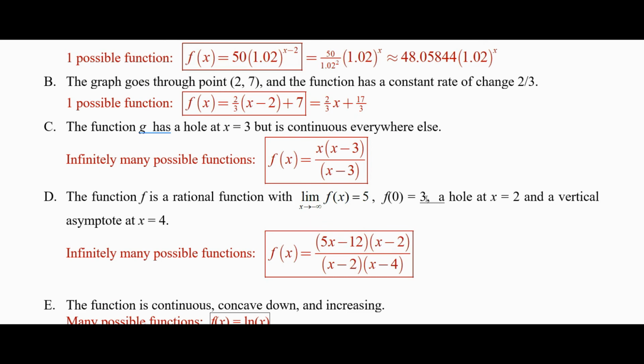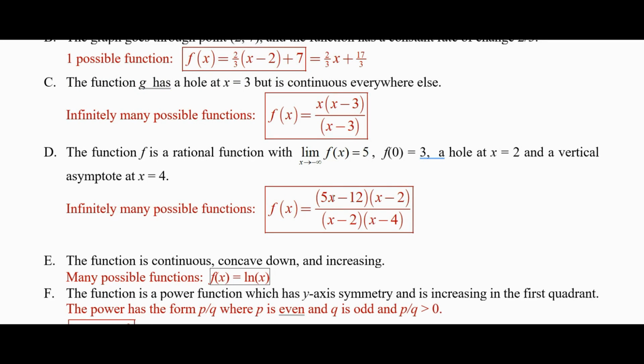And then if we plug in 0, we need to get 3. So whatever this number is over negative 4 needs to be 3, so that needs to make that negative 12. Then you punch the hole in it by multiplying the top and bottom by x minus 2. And I believe that one will work out. And there's other options, but you're always going to have this factor of x minus 2 here that cancels. You have the x minus 4 here and no other factors in the denominator. And this needs to be something similar to this.